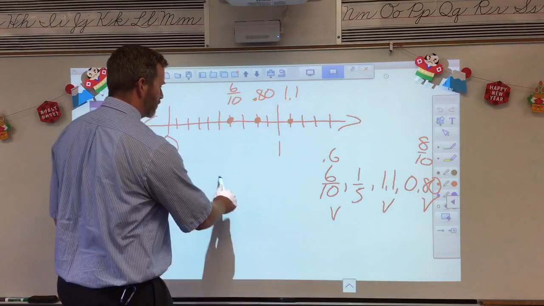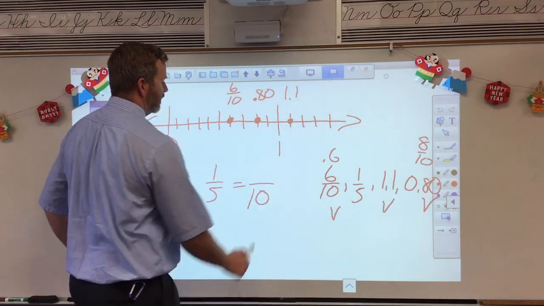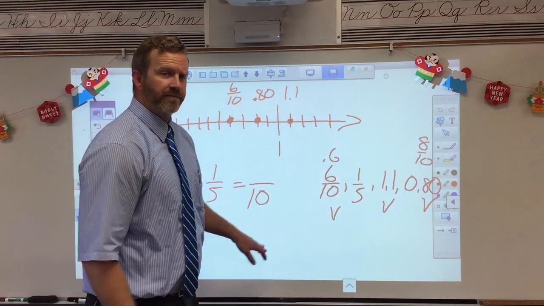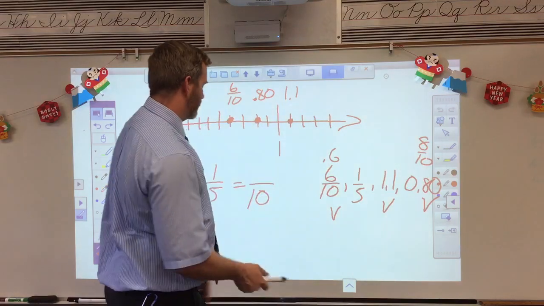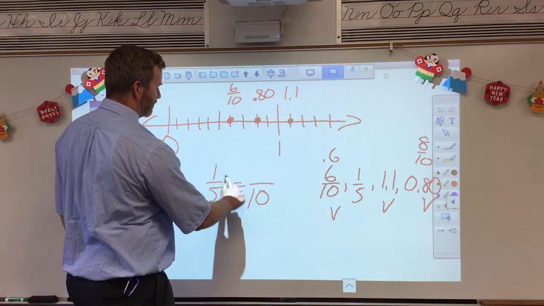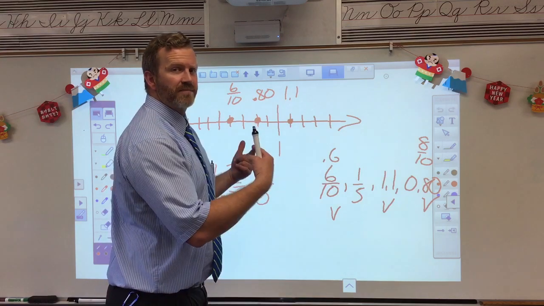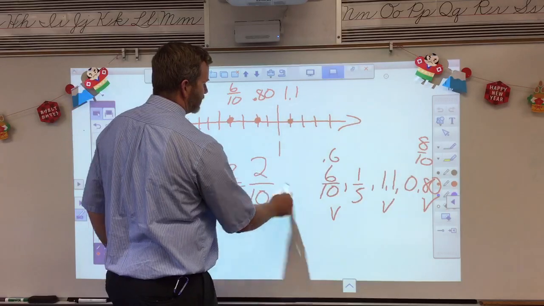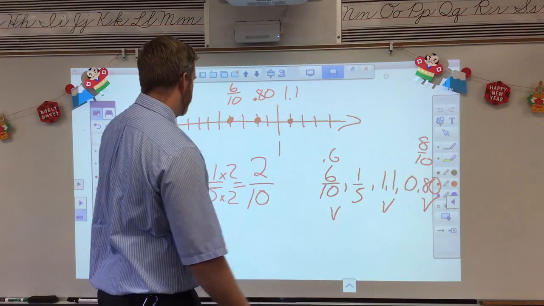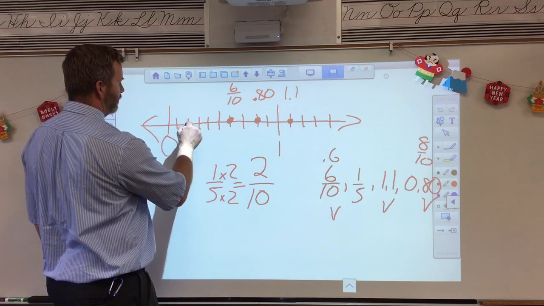Now, if we want to, we could take 1/5 and turn it into a fraction over 10, because then it's putting it into tenths, so our brain can see it the same way as all these other ones we've done. Now, 5 times 2 is 10, so we gotta multiply the top times 2 also. If we do it on the bottom, gotta do it on the top. 1 times 2 would be 2/10. Now, let's find that 2/10. We start at 0, we go 1, 2.